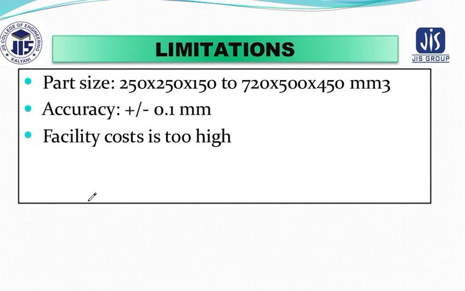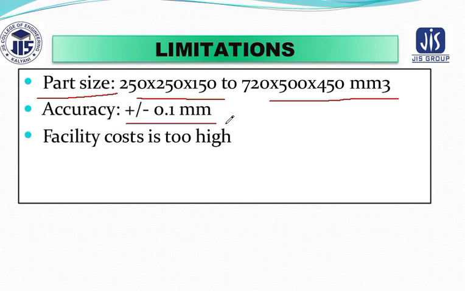But there are some limitations with this process. What is the limitation? The part size can be between 250 x 250 x 150 millimeter cube to 720 x 500 x 450 millimeter cube. So you can see you have got some limitation on size, and the accuracy level is plus minus 0.1 millimeter. And of course, since you are using a laser for the process, the facility cost is also too high.